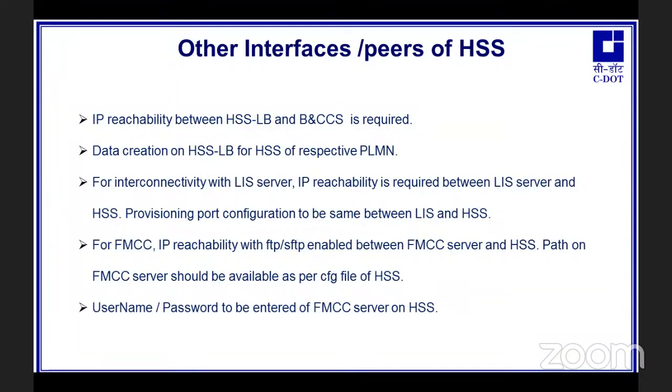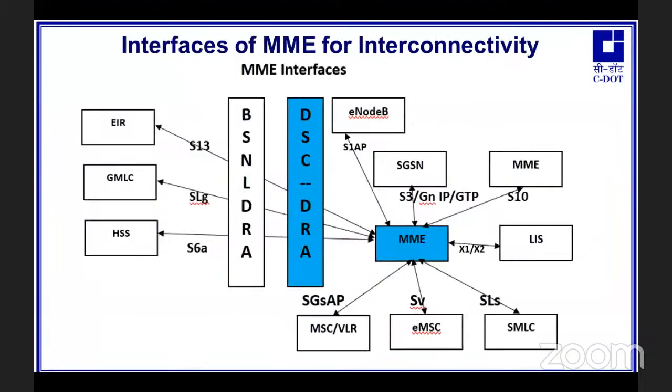So TCS can tell what the service agreement is on this, but what I am briefing is that the interconnectivity needs to be ensured for the smooth functioning of the application. So I have already covered the HSS LB, the interconnectivity with the LIS server, and the FMCC for the dump. The FMCC server IP and port need to be configured in HSS, that has been written only.